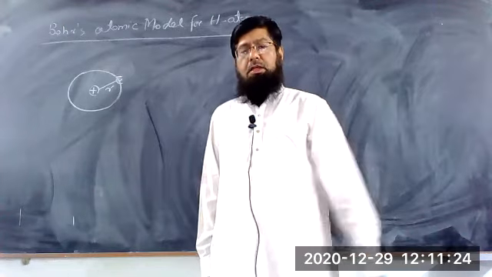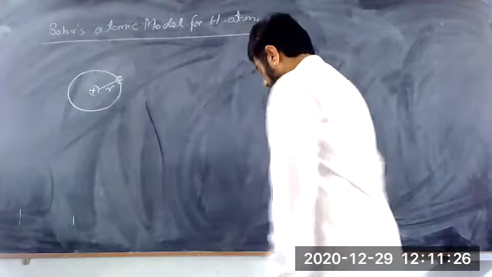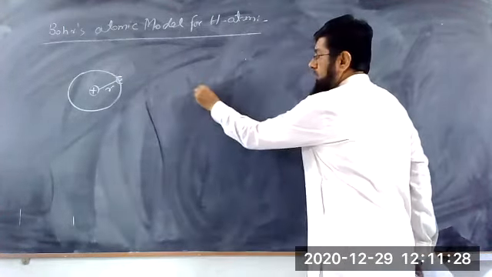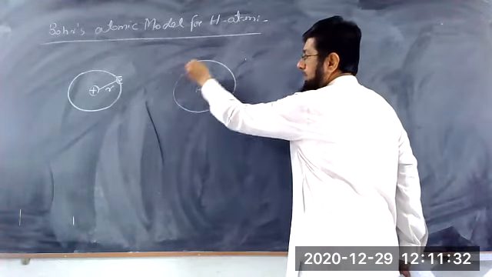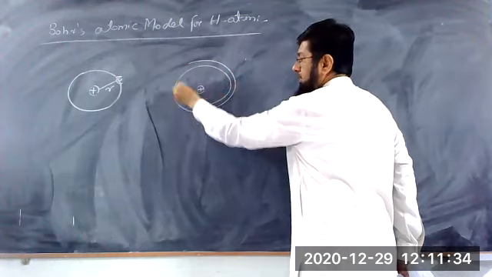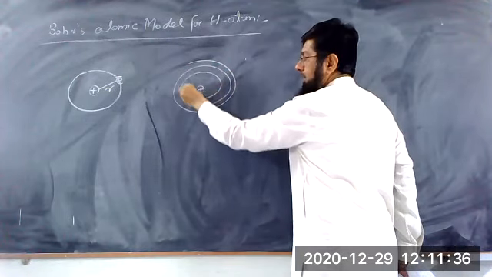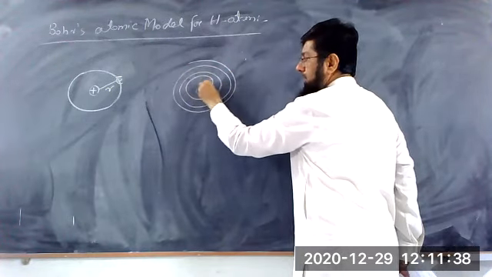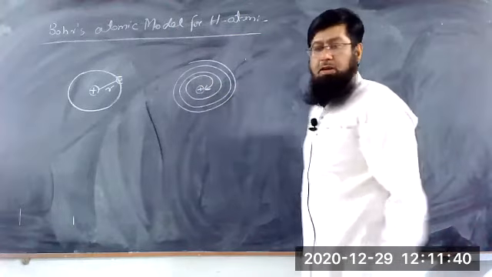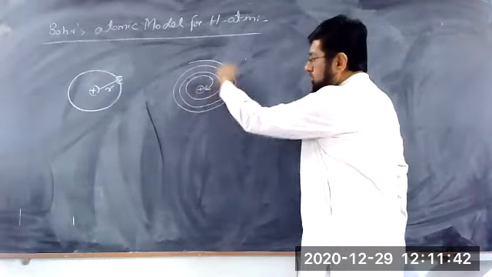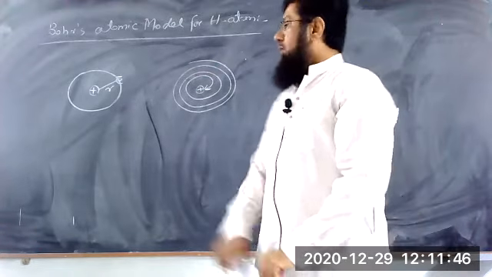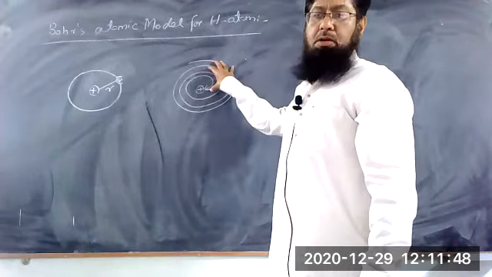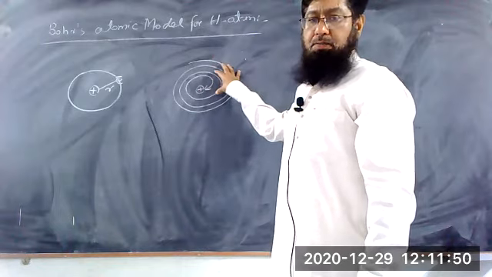Before this, there was a theory that the electron is continuously rotating around the nucleus and radiating energy. As long as it radiates energy, its energy decreases and finally it drops into the nucleus. So there are no discrete energy levels. This was the previous concept, which is now rejected.